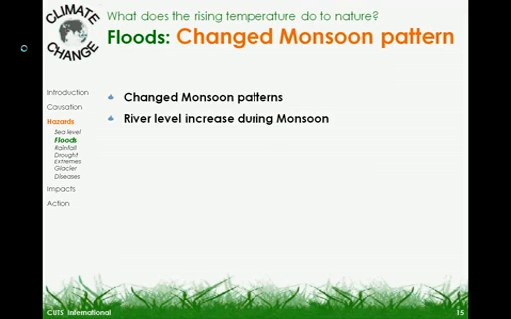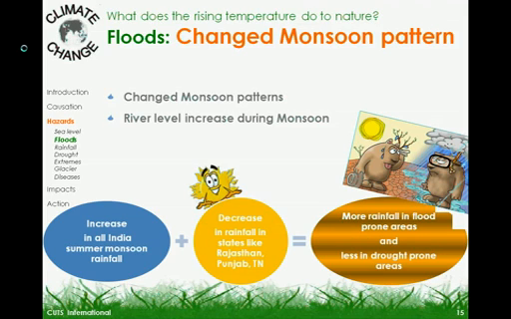Moving on to the next climate hazard, that is floods. Floods are mainly caused due to two reasons: changed monsoon patterns and river level increase during monsoon season. Scientists have observed that there has been an increase in all India summer monsoon rainfall while a decrease in rainfall in states like Rajasthan, Punjab and Tamil Nadu. This means that more rainfall will occur in flood-prone areas while less rainfall will occur in drought-prone areas.